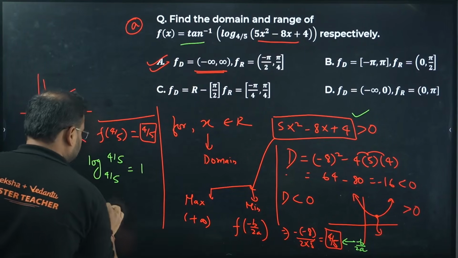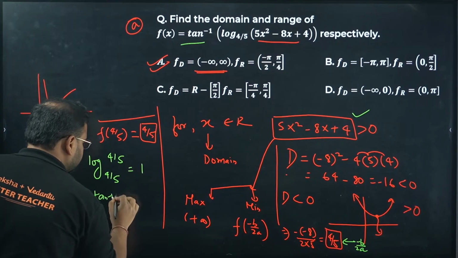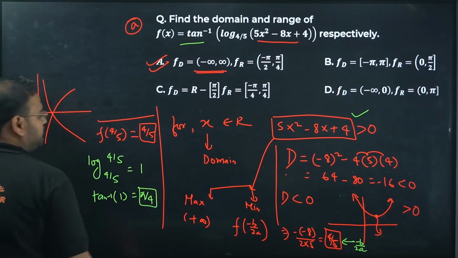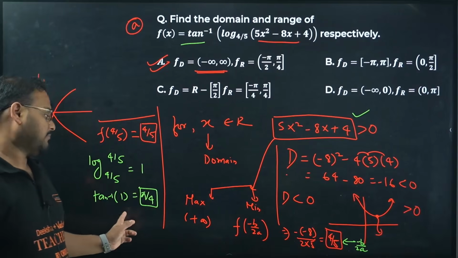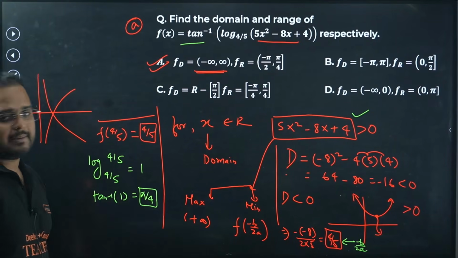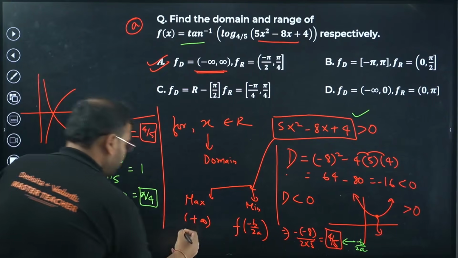Outside we have tan inverse of 1, which is pi by 4. This means the minimum value of the quadratic actually becomes the maximum over here. This is one of the values, coming at pi by 4. What about the maximum value? Plus infinity.